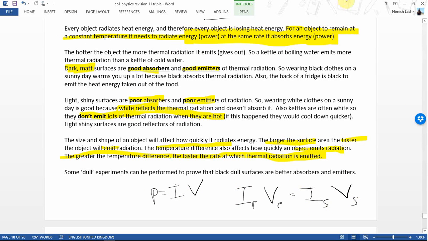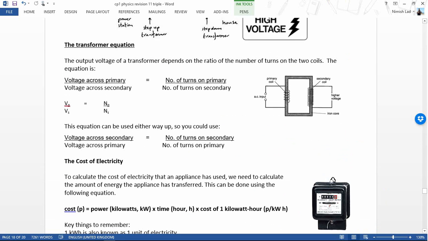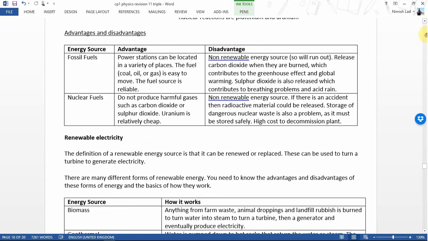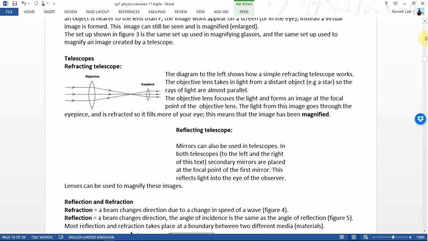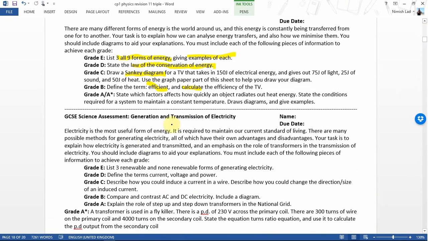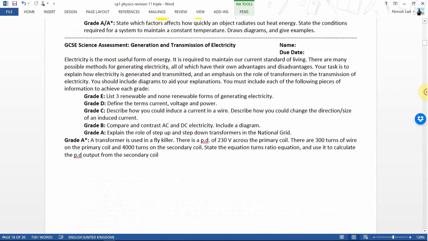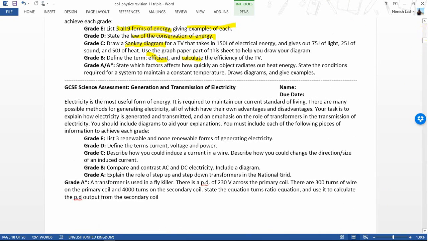Okay, let's just double check to see if there are any points that I've missed out on the assessment criteria. I don't think there are. Let's just bring this up a bit. We've listed all 9 forms of energy and given examples. We've talked about the conservation of energy.